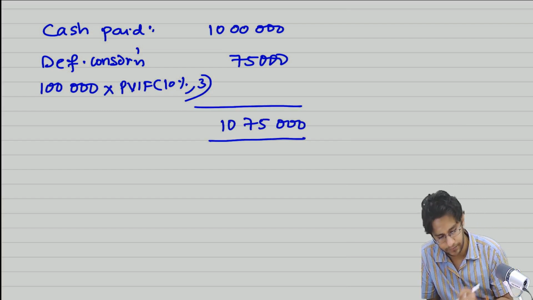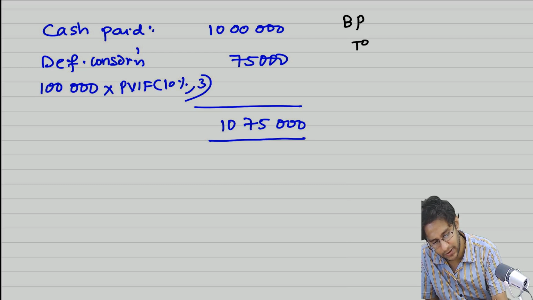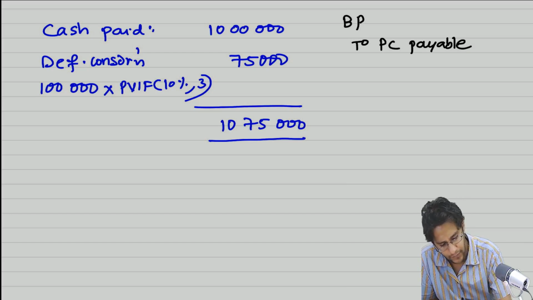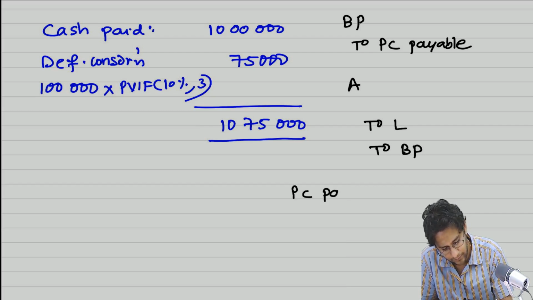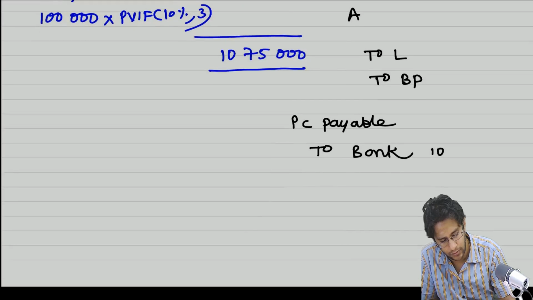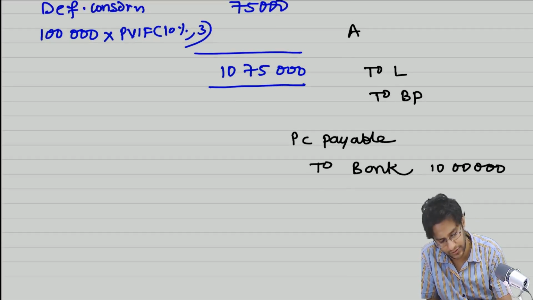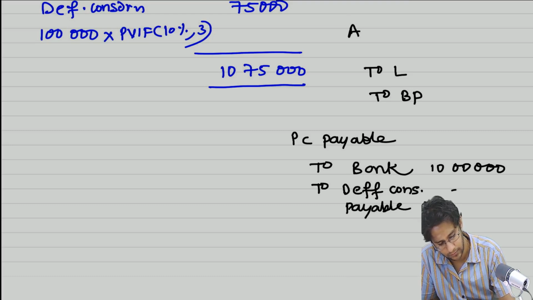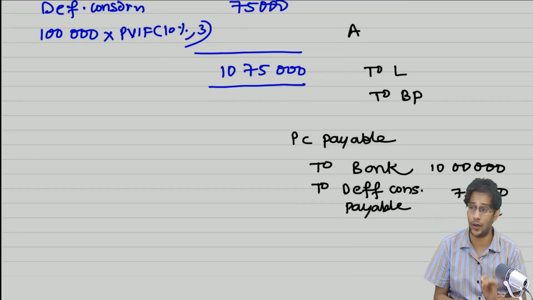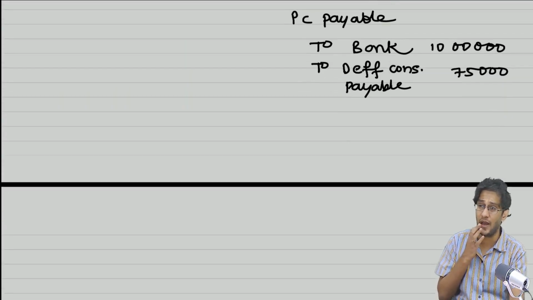Okay. So first entry, business purchase account debit to PC payable, a vendor or liquidator or whatever, it depends. You incorporate so many assets and liabilities to business purchase. That's fine. Then when you write the third entry, PC payable account debit to whatever bank you are paying, that you will discharge normally, 10 lakh rupees, and whatever you agreed to pay, deferred consideration payable. One liability you create and leave it, the liability which you have to pay after 3 years.